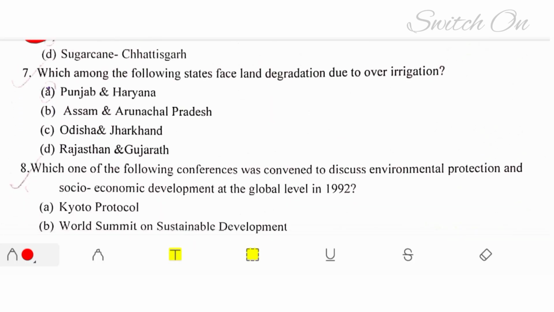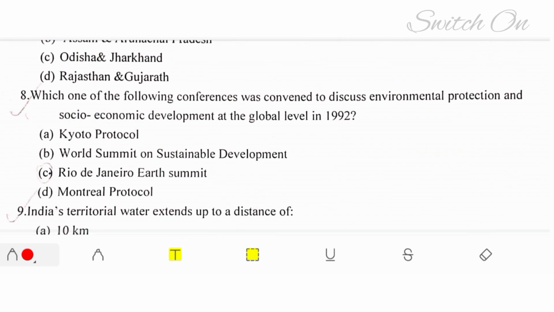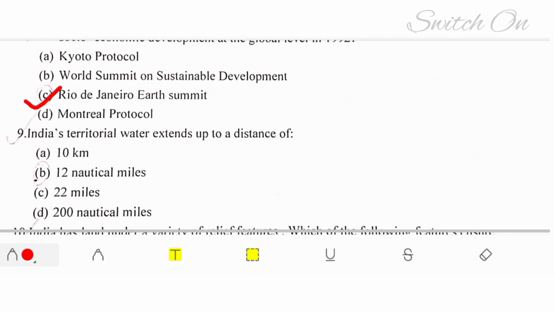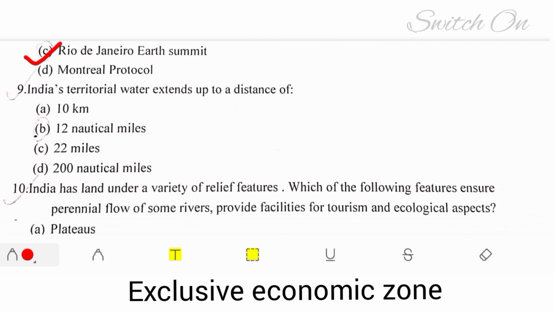Seventh question, which among the following states face land degradation due to over-irrigation? So, due to over-irrigation, it is Punjab and Haryana. Any option with Punjab can also go. Question 8. Which of the following conferences was convened to discuss environmental protection and socio-economic development at the global level in 1992? Since the year 1992 is mentioned, it is Rio de Janeiro Earth Summit.